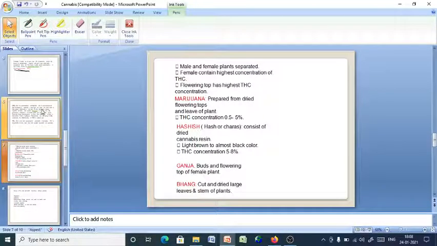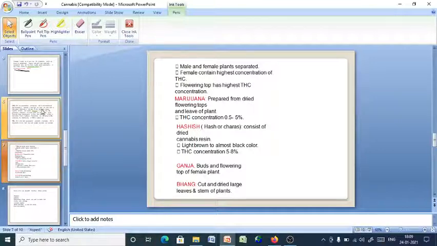Now, which part we can use, or normally people use, for its medicinal and drug-related aspects. Male and female plants are separated. Already I mentioned, the female contained highest concentration of THC. Flowering top has highest THC concentration.